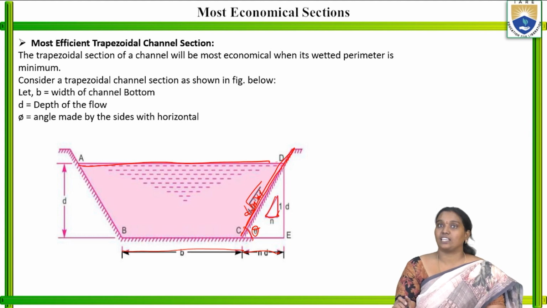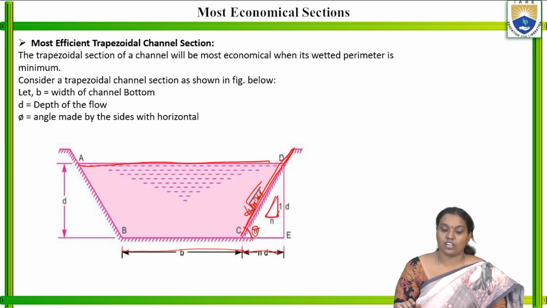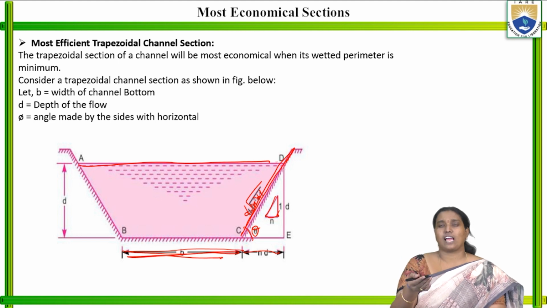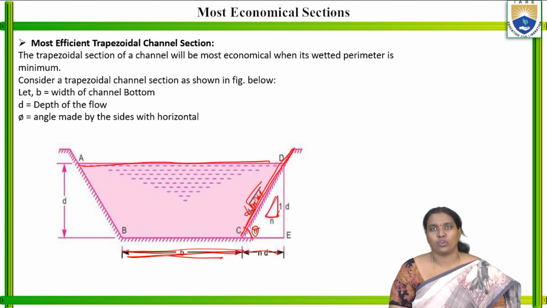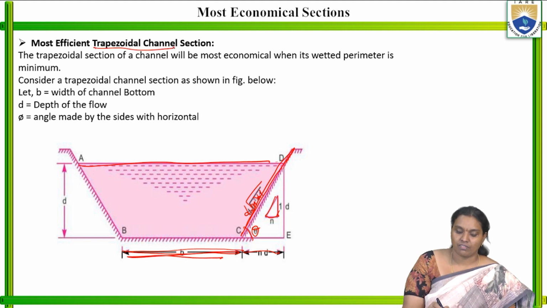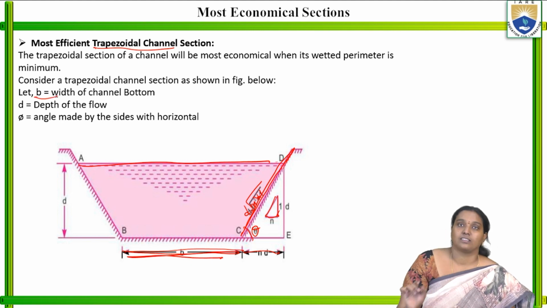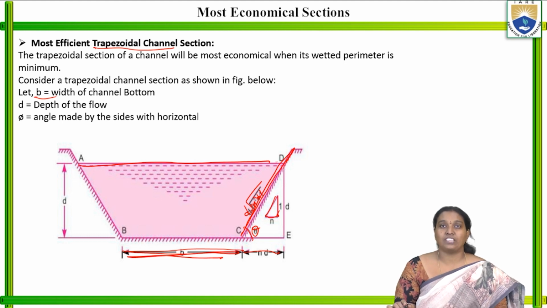So for the most economical trapezoidal channel section, let's consider the one shown in the figure. This theta is the angle made with the horizontal, d is the depth of the flow, and b is the width of the bottom of the channel. In a rectangular section, both sides are equal. Coming to the trapezoidal channel section, the width of the top of the channel section is different from the bottom of the channel. Here b indicates the width of the bottom of the channel section.